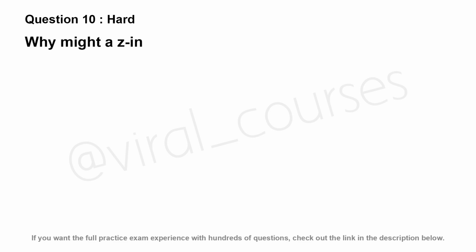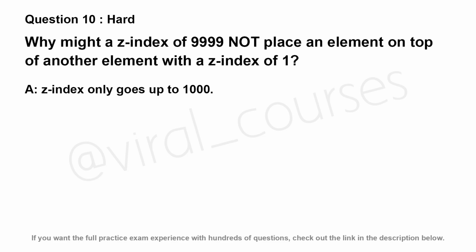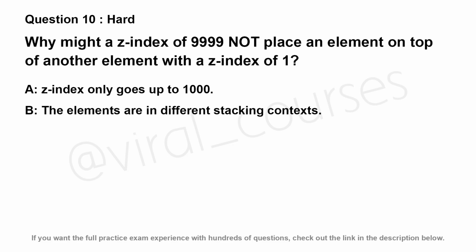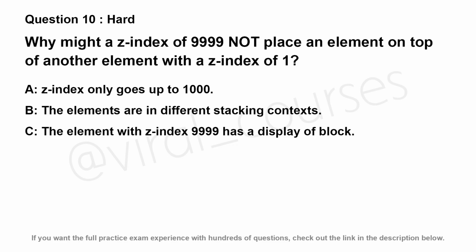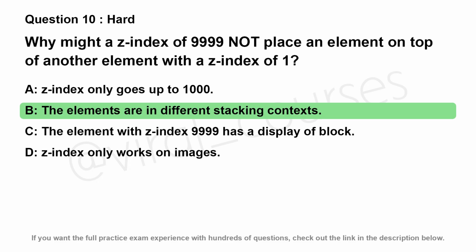Why might a z-index of 9999 not place an element on top of another element with a z-index of 1? Option A, z-index only goes up to 1000. Option B, the elements are in different stacking contexts. Option C, the element with z-index 9999 has a display of block. Option D, z-index only works on images. The correct answer is B.